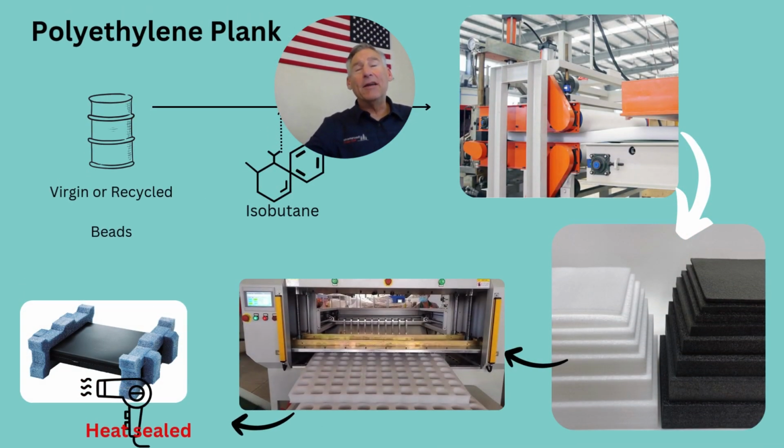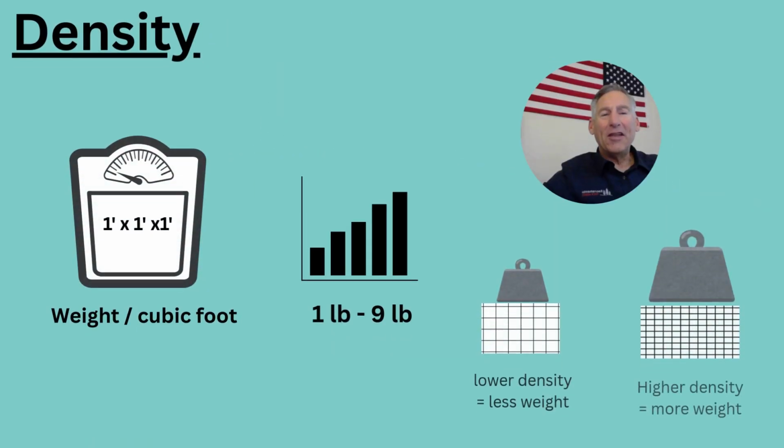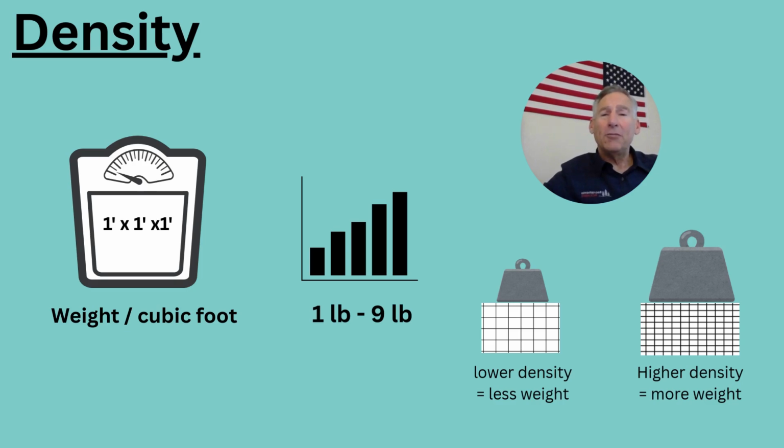Polyethylene is made by heating up virgin or recycled beads of polyethylene material and then extruding it with a blowing agent, generally isobutane. Once it's extruded, it's called a sheet or a plank. Those can be laminated together to form different thicknesses, but in general, your largest extrusion is going to be 3 inches in thickness.